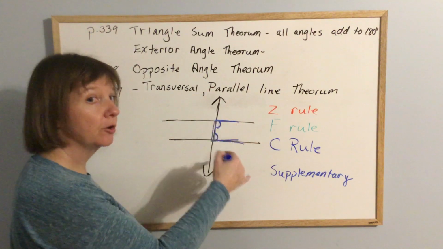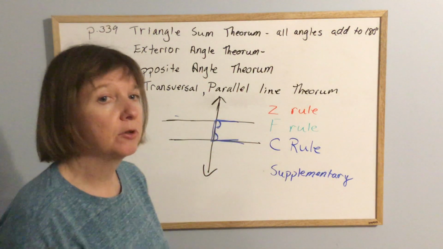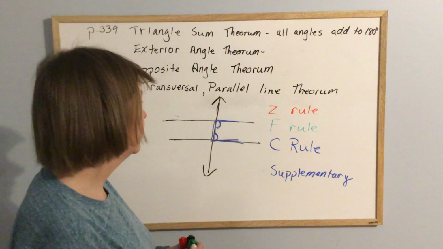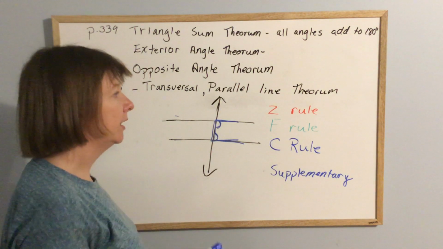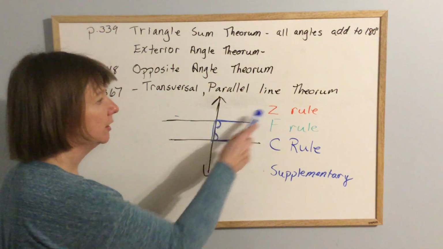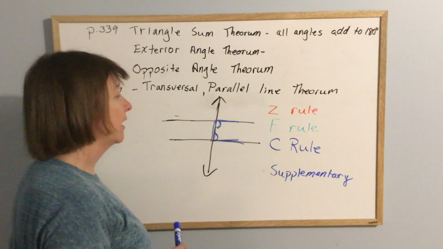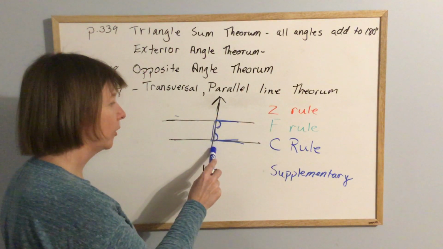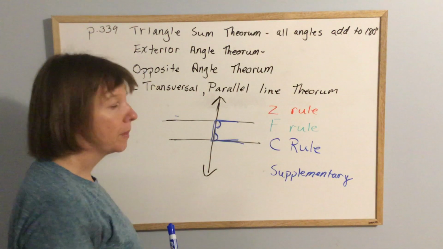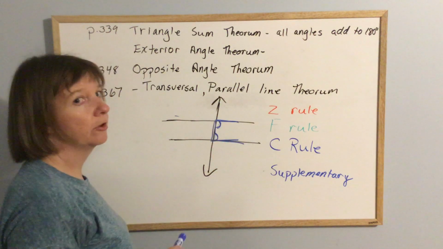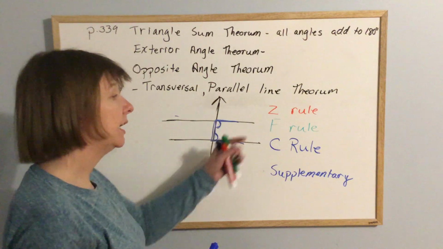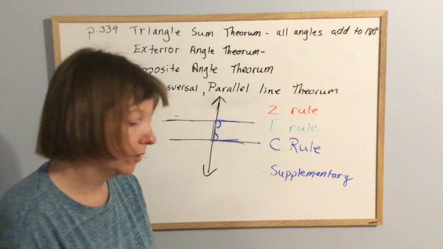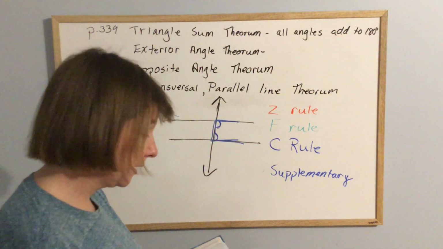Again, the C does not have to go this way. It could be a backwards C. It just means if you can make some semblance of a letter C, it's going to add up to be 180 degrees. So the transversal parallel line theorem says alternate angles are equal. That's the Z rule. It says that corresponding angles, so like this one and this one, are equal. That's the F rule. And then co-interior angles are supplementary. They add up to 180. That's the C rule. So those are the transversal parallel line theorems.